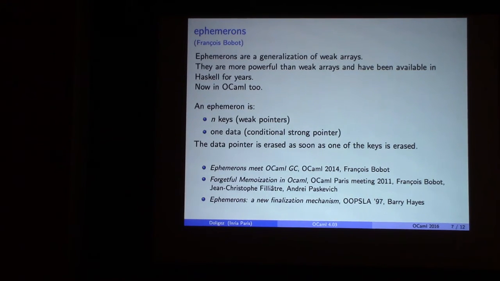An ephemeron is a number of weak pointers and then a data pointer, which is a conditional strong pointer. Strong because even if it's the last pointer to the value, it is not erased by the GC, still live. But it's conditional because the GC will erase this data pointer as soon as it erases one of the keys. And it turns out that's exactly what you need for memoizing functions. Go back to François' presentation 2 years ago, and he explains everything.